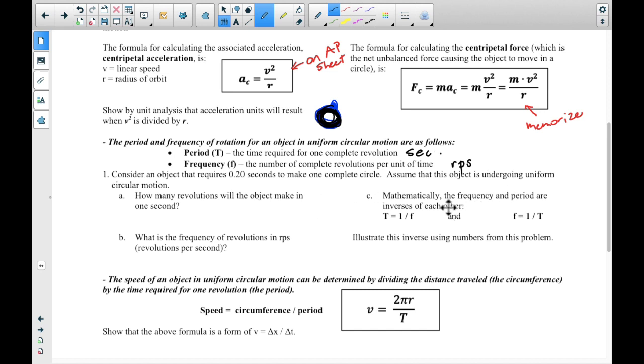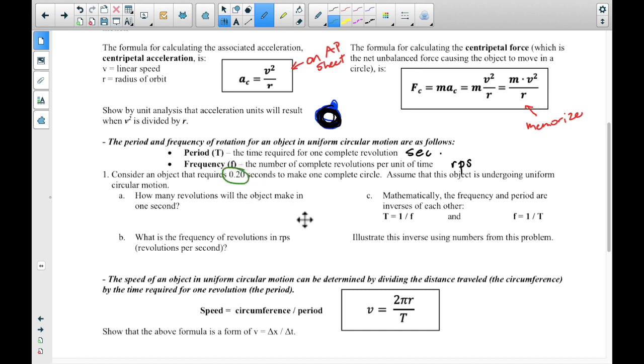Okay, let's take a look at some problems to help us make sense of this. Consider an object that requires 0.2 seconds to make one complete circle. Assume that this object is undergoing uniform circular motion. How many revolutions will it make in 1 second? Well, think about it.